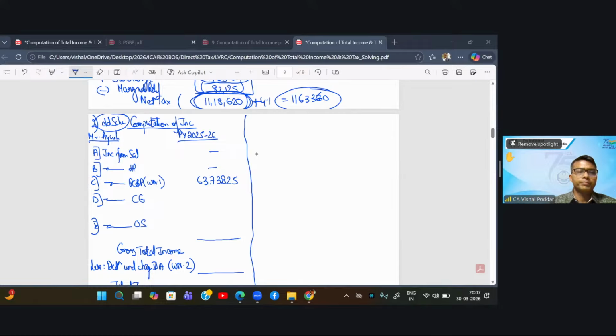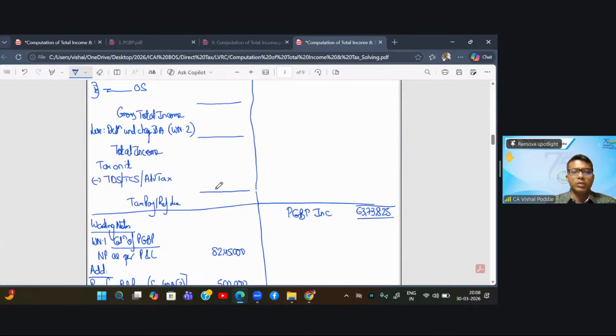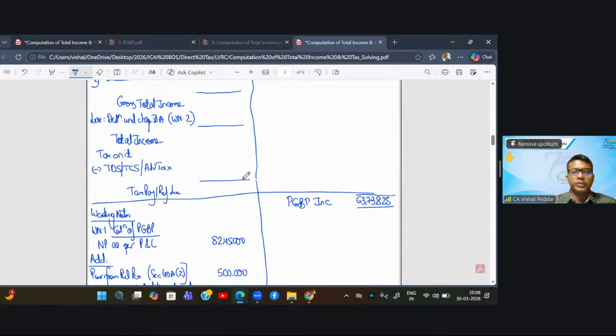Right? Very good, Aditya. Now, capital gain, I have STCG under 111A, because on this STT was paid, so this will fall under 111A. Correct? How much was the amount? So STCG is 10 lakhs.